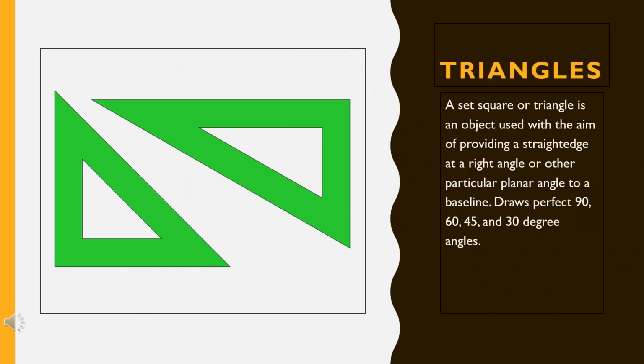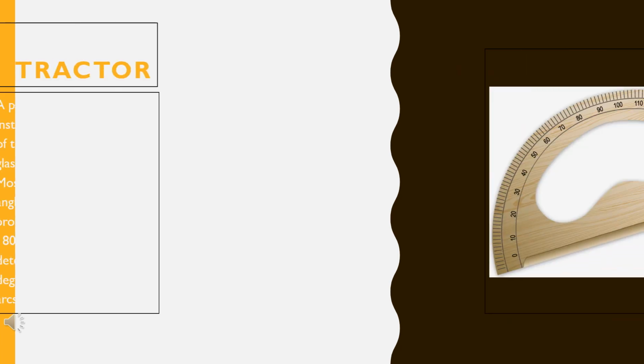Triangles. A set square or triangle is an object used with the aim of providing a straight edge at a right angle or other particular planar angle to a baseline. Draws perfect 90, 60, 45, and 30-degree angles.